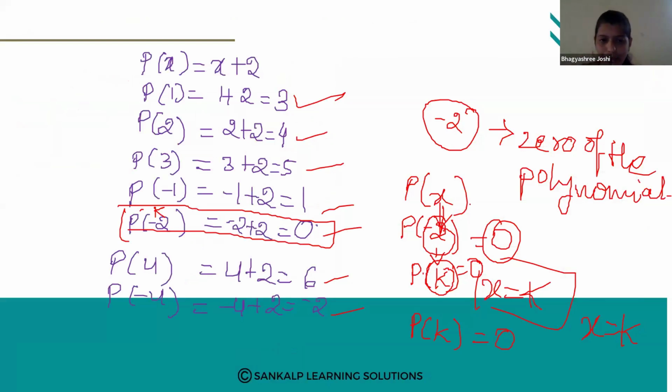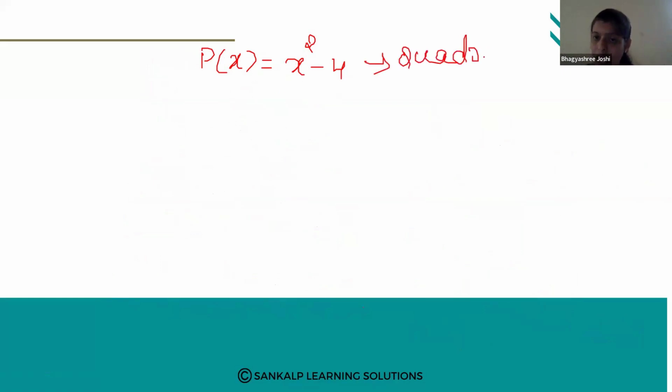Here, one more thing I want to tell you. See, P of x is equal to x plus 2. It is a linear polynomial, right? If I take a quadratic polynomial, what will happen? See, if I take a quadratic polynomial, P of x is equal to x square minus 4. It is a quadratic polynomial because the highest degree is 2. How many zeros does it have? Yes, anybody? It is a quadratic polynomial. How many zeros does it have?